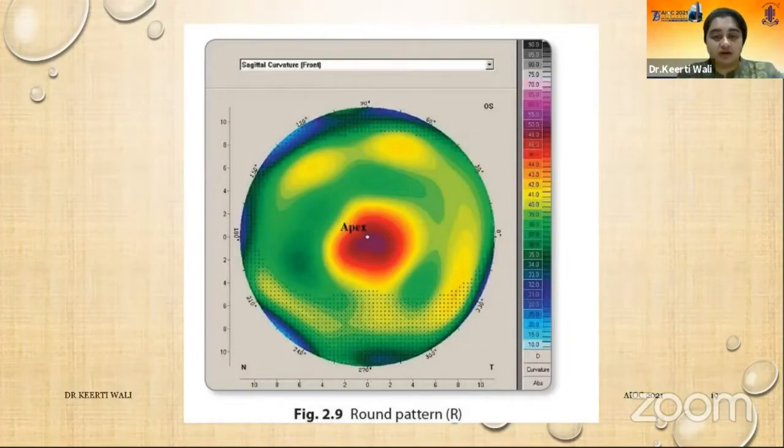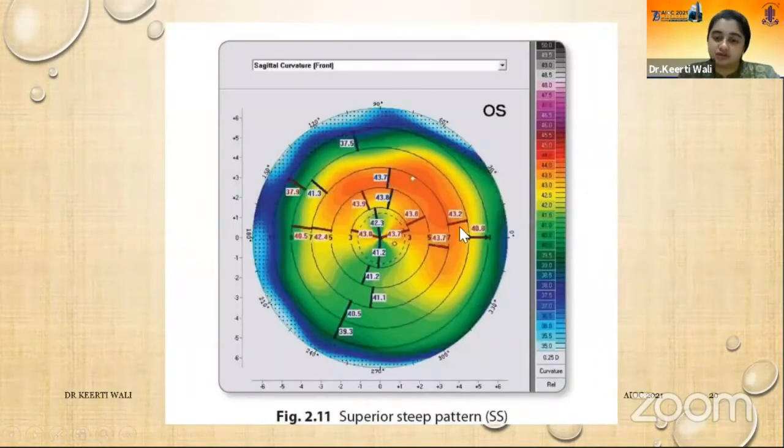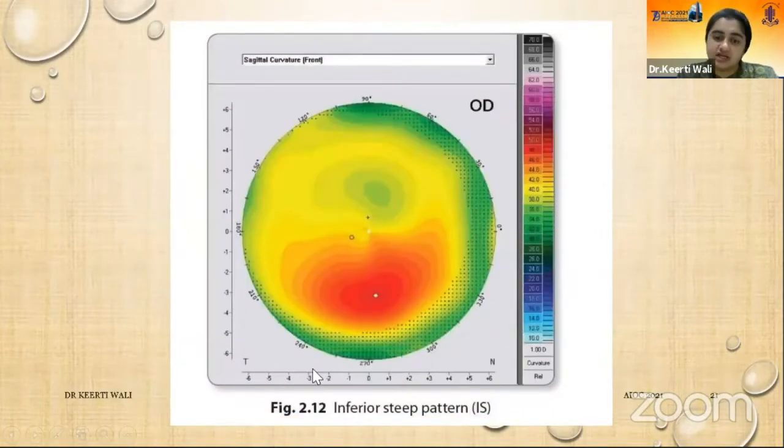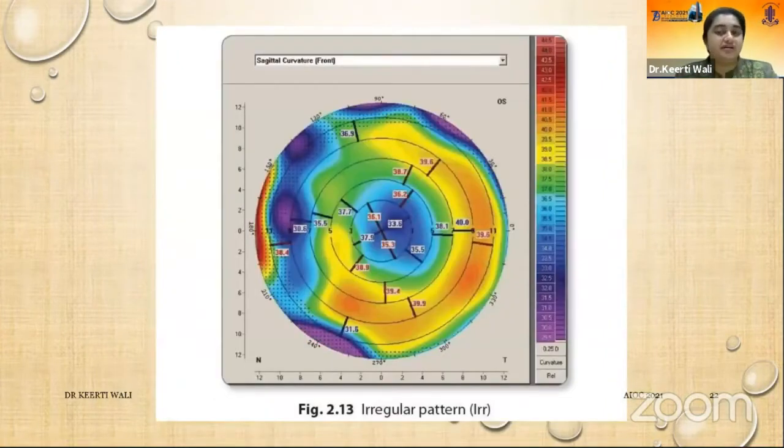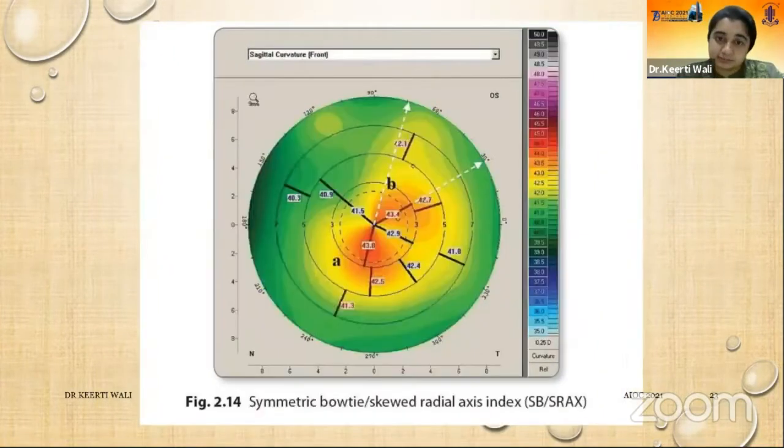This is a round pattern with the apical keratometry in the range of 50 diopters. This is a high risk feature. This is a superior steep pattern with a superior inferior asymmetry, a high risk feature. This is an inferior steep pattern with the keratometric values in the higher range and inferior asymmetry more than 1.5 diopters. This is a high risk characteristic. This is an irregular pattern, definitely a high risk. This shows a symmetric bow tie with skewing of the radial axis. This comes in the moderate risk.